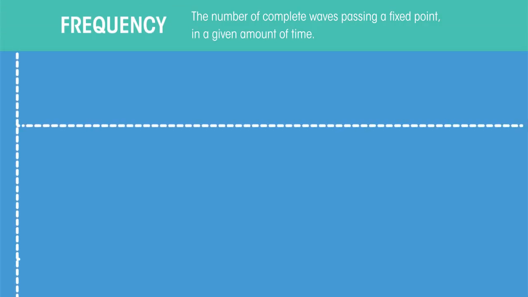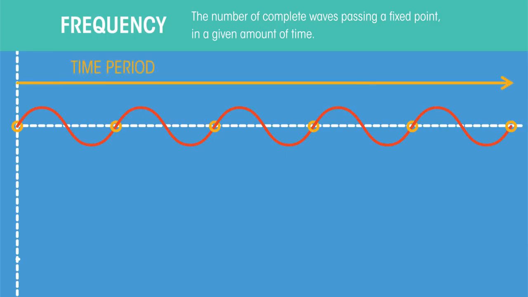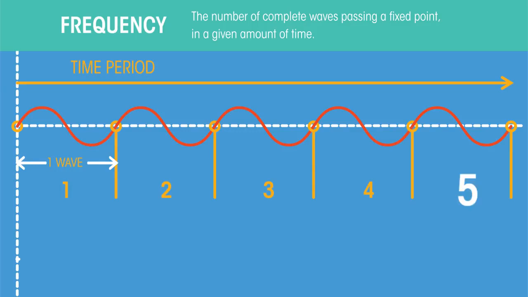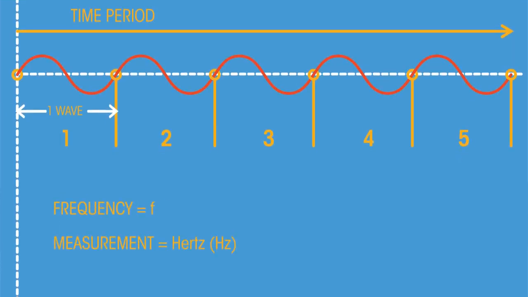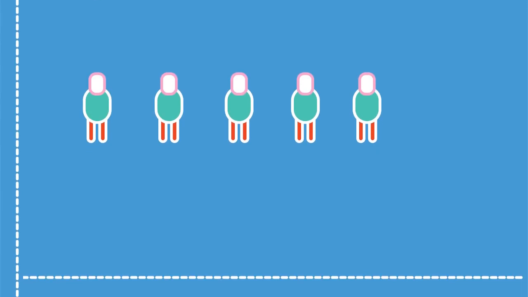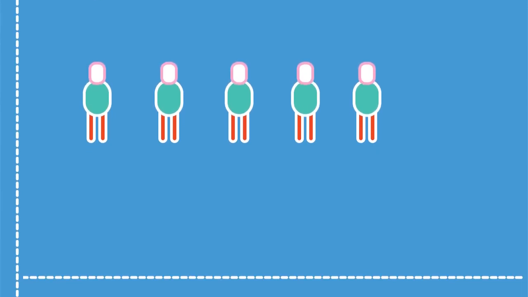The frequency of a wave is the number of complete waves passing a fixed point in a given amount of time. This time period is usually 1 second. This is what one complete wave looks like. So if this was our time period, the frequency would be 5. Frequency is given the symbol F and is measured in units called Hertz. Hertz measure how many complete cycles per second. So how many people in our Mexican wave stand up every second.